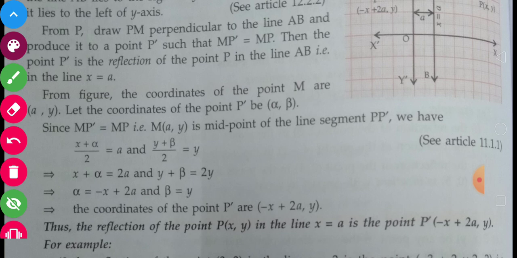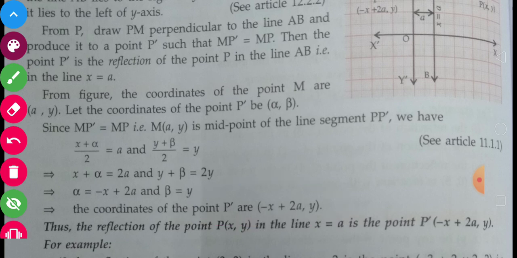So what happens? You add the x coordinate of P plus the x coordinate of P dash divided by 2, which is supposed to give you the x coordinate of the midpoint. So that forms our first equation. Add the y coordinates of both the endpoints, divide by 2, which should give you the y coordinate of the midpoint, right? Simplify it. Alpha comes out to be minus x plus 2a, beta comes out to be y. So these are the coordinates of point P dash, and thus this is the reflection point.